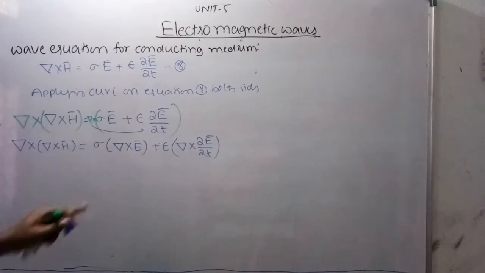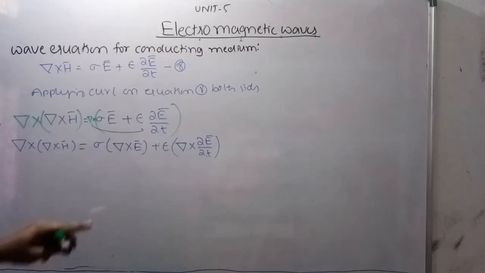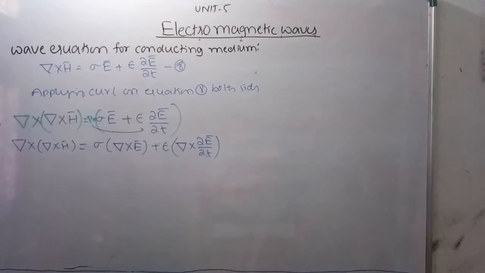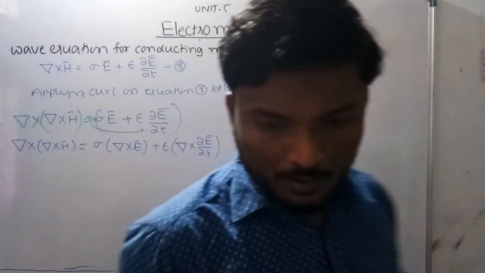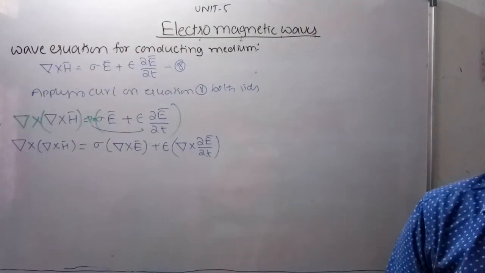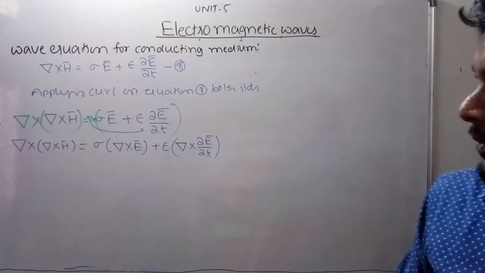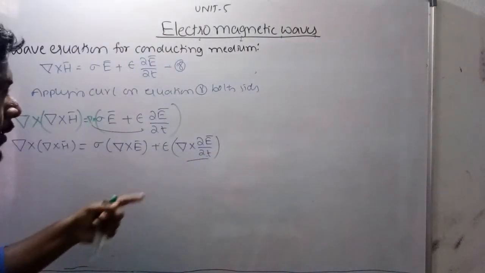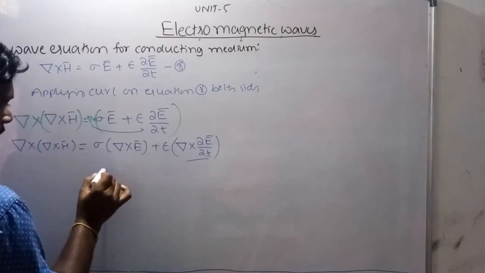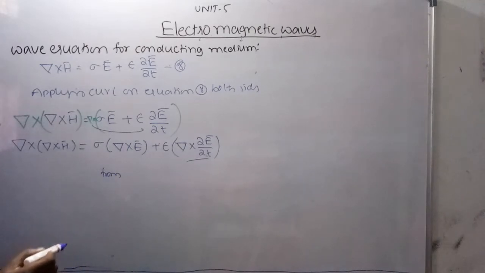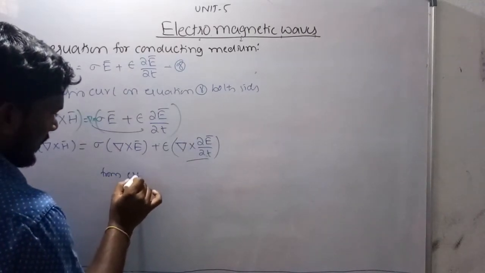Now if you observe del cross E bar, that means the curl of electric field intensity, equals what? Here I am doing a small mathematical operation: from where do we get del cross E bar? Del cross E bar is from equation 3.